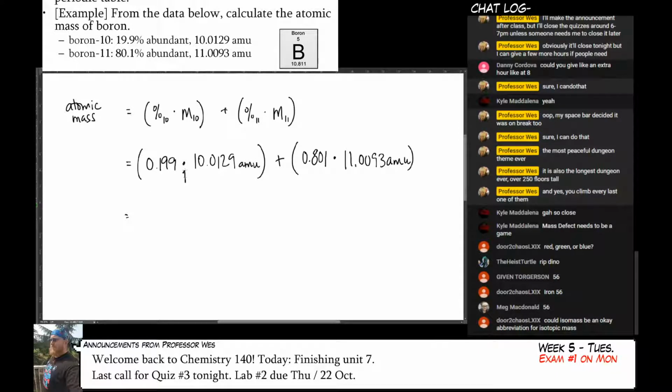Now I'm doing a multiplication, and then I'm doing an addition. So I got to worry about sig figs here, which means that when I multiply these two numbers together, the result's only going to have 3 sig figs, yeah? Same thing here.